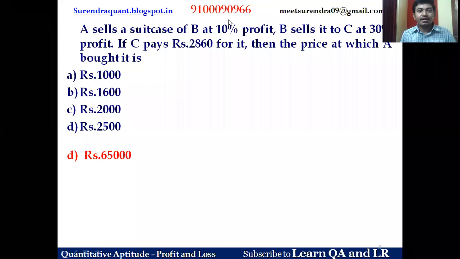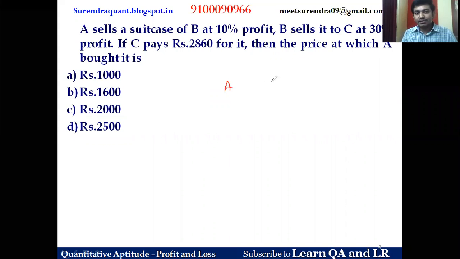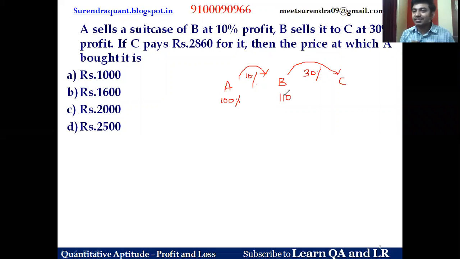Next question. A sells a suitcase to B at a profit of 10%, and B sells to C at a profit of 30%. Now A is selling to B at 10% profit, and B is selling to C at 30% profit. So let us consider A is 100%. When there are small transactions, 1 or 2 transactions, go with 100%. That will be simple. Now on this 10% profit, 110%.